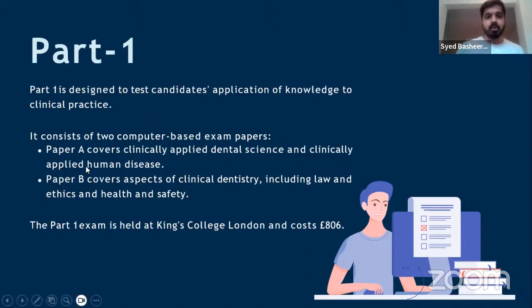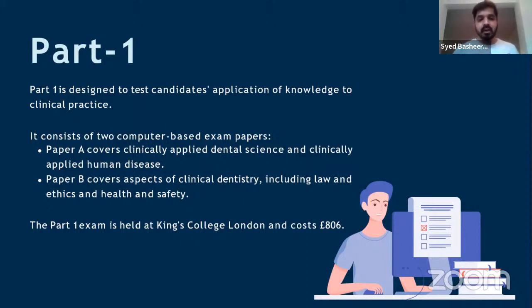Part one is conducted in 2 days, part A on one day and part B the other day. So part A will be the non-clinical parts, and on the second day you go and give the exam for clinical dentistry. The other very important thing in part B is it includes the law and ethics and health and safety regulations here in the UK. We are not familiar with these as foreign dentists, so we need to go through all of this before we sit for this exam.